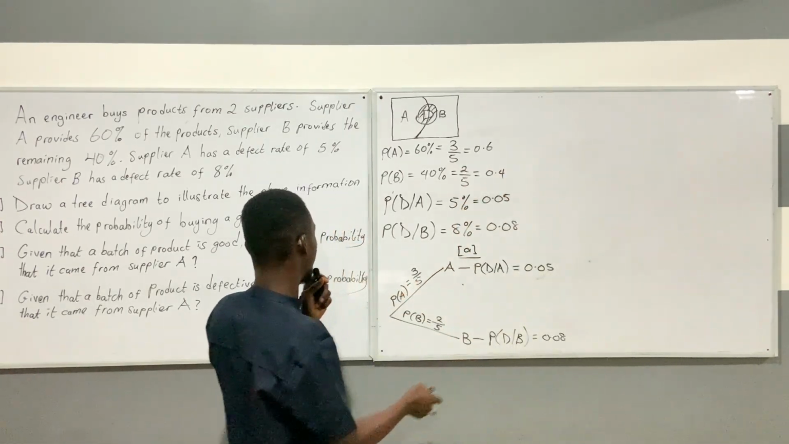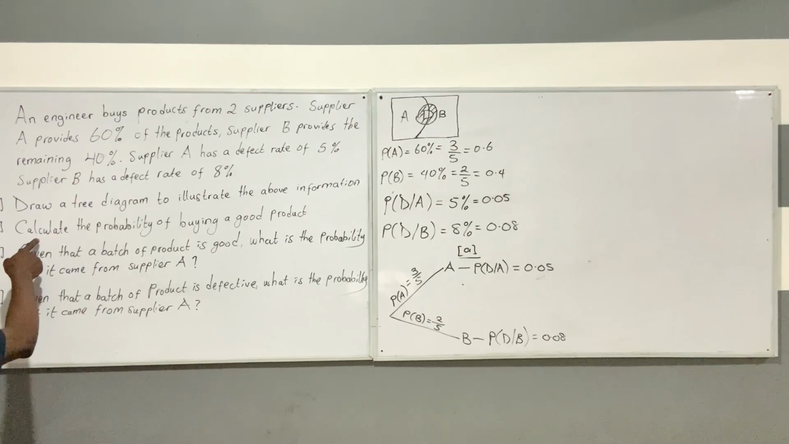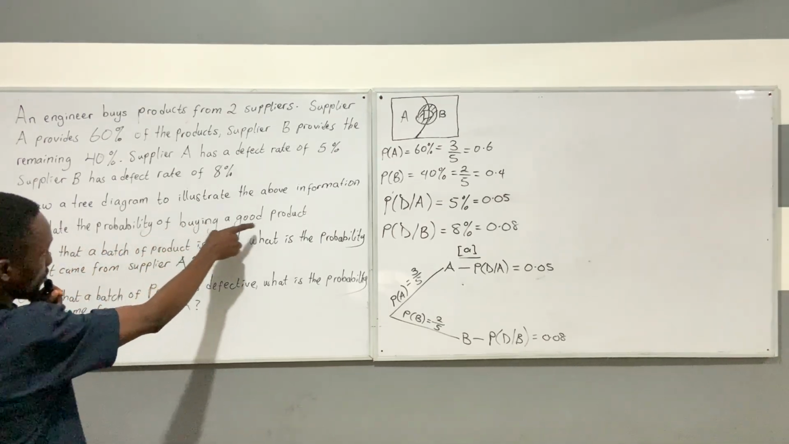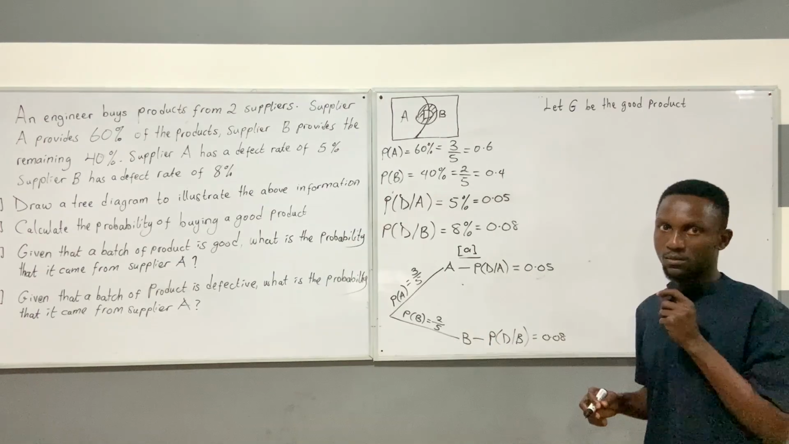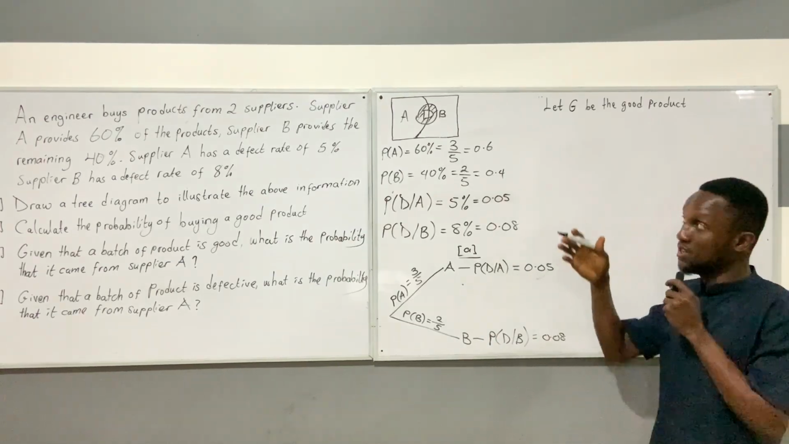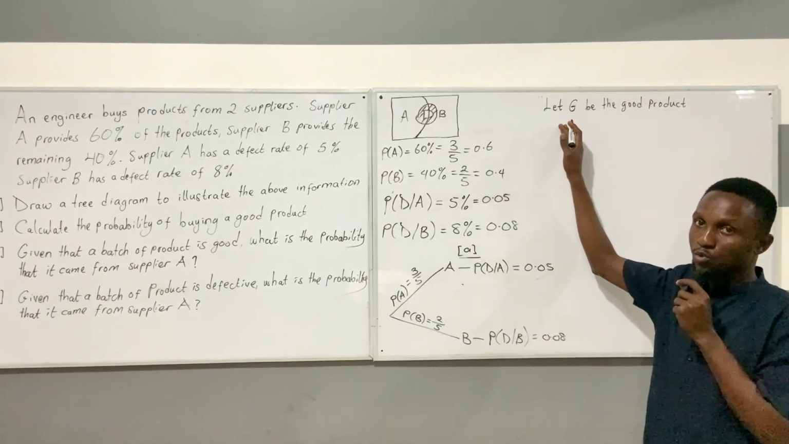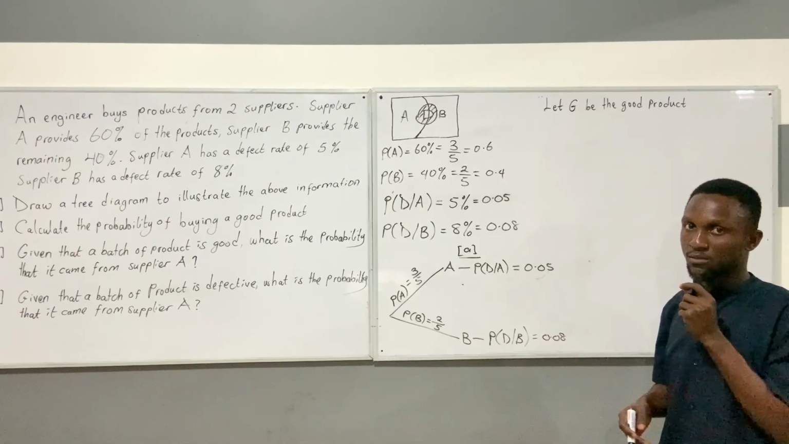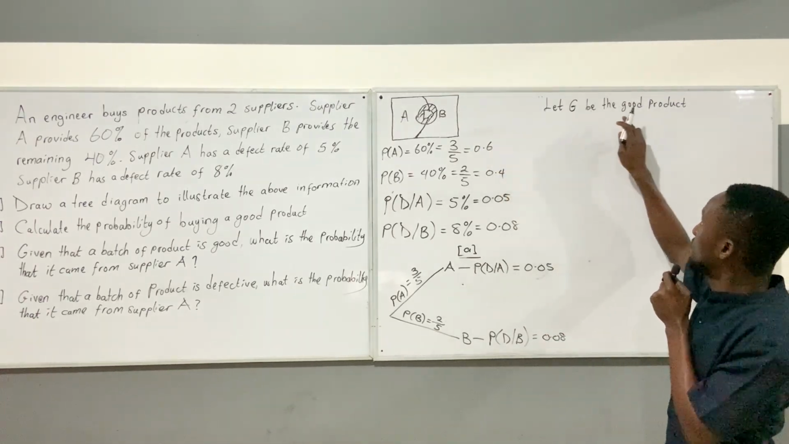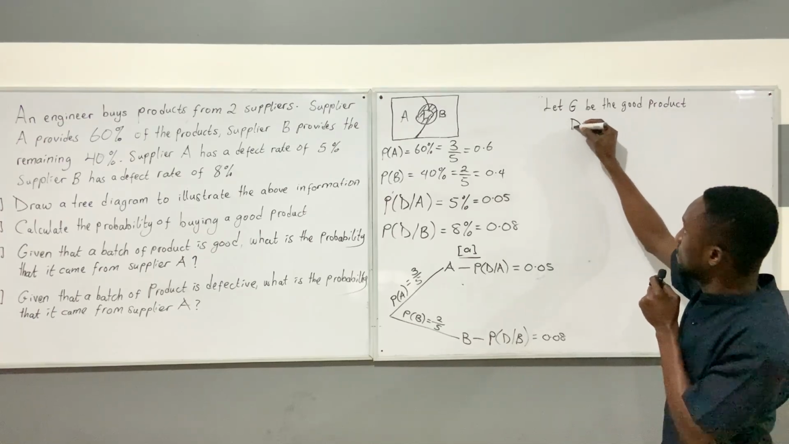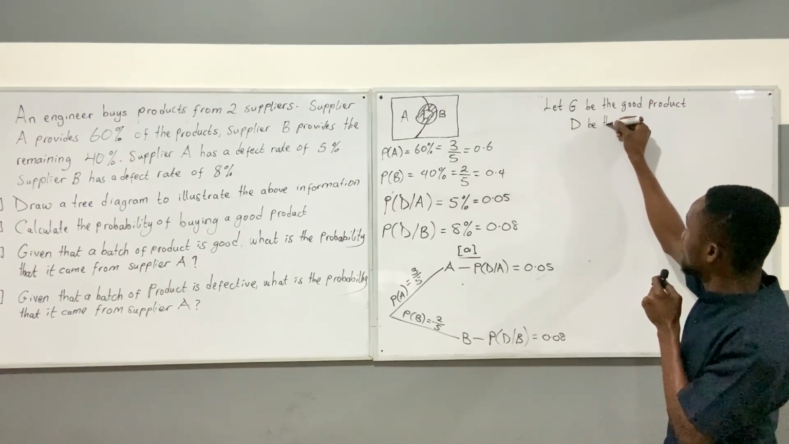So let's move on to the next question. It says calculate the probability of buying a good product. So let's use G to represent good product. Now we are going to assume that if some of the products are good, then some will be bad, and that will be D. So now let G be the good product and D be the defectives.